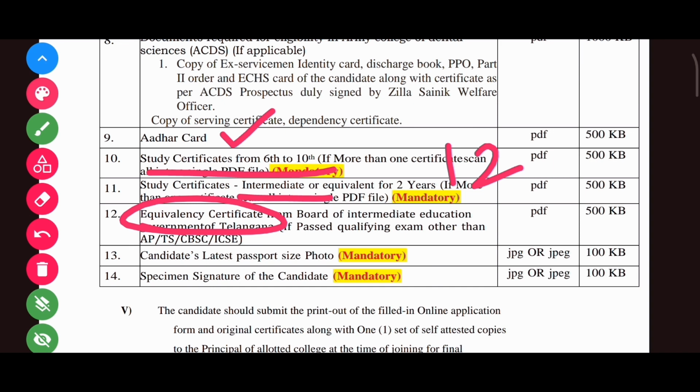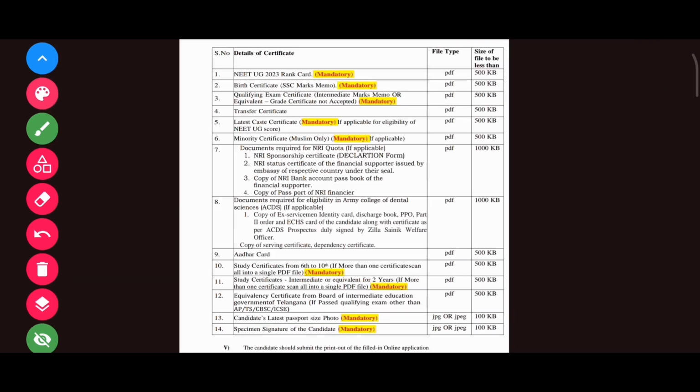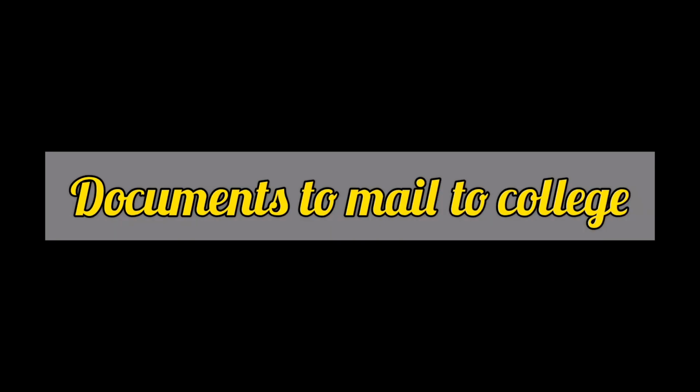Next is your passport size photo and the signature. And also you have to keep in mind all these sizes of the PDF and JPG images. So guys, take a screenshot of these documents. You need to have this for registration purpose. Now let's see the documents that you have to mail to the college.